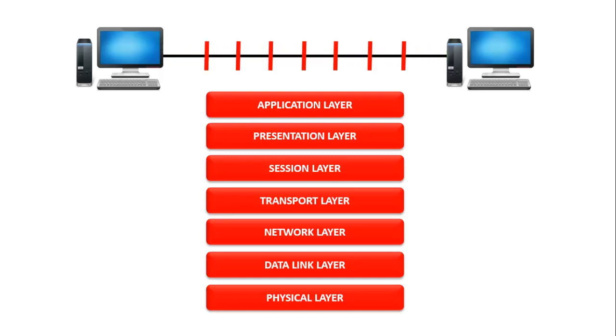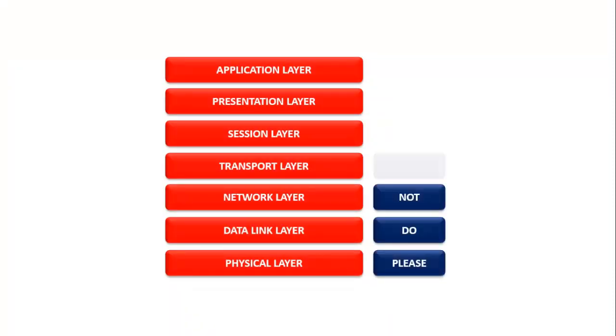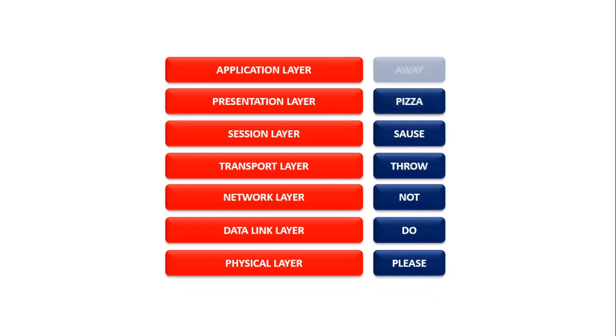Now if you are finding difficulties remembering it in serial order, I am going to share a very simple formula. And the formula is, please do not throw sauce pizza away. If you remember this small sentence, it is very easy to remember the 7 layers of OSI model in serial order. The sentence is, please do not throw sauce pizza away.